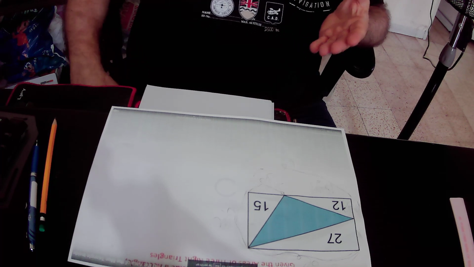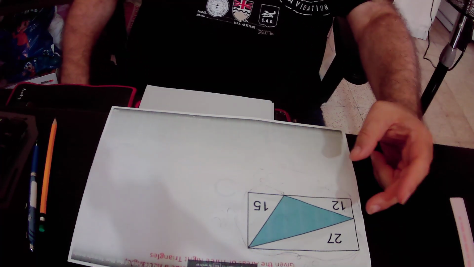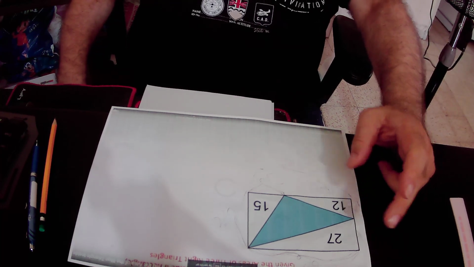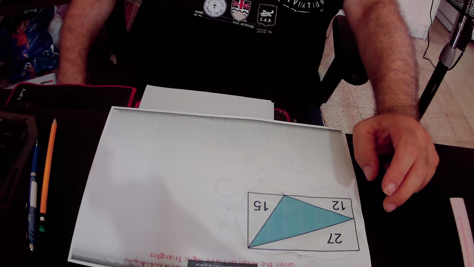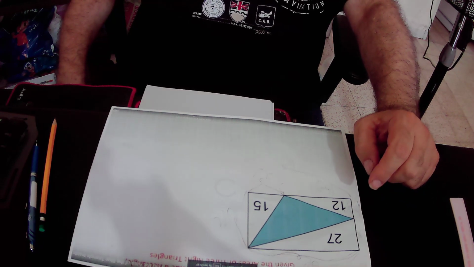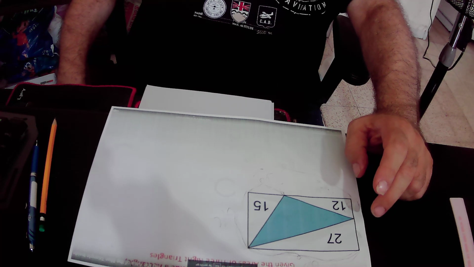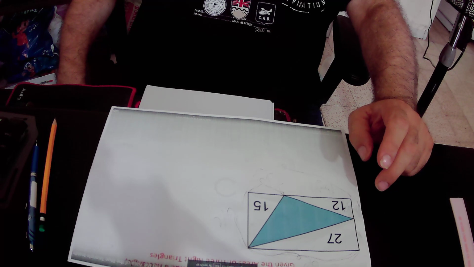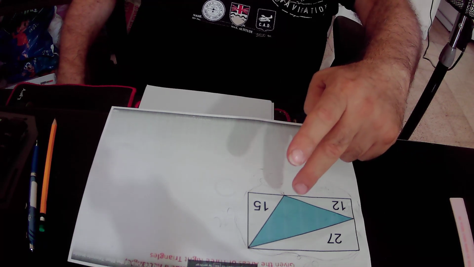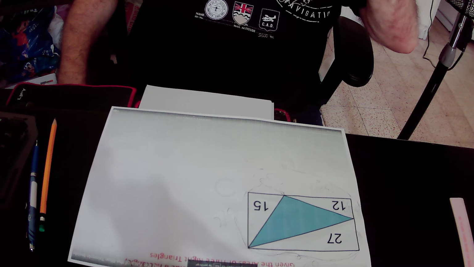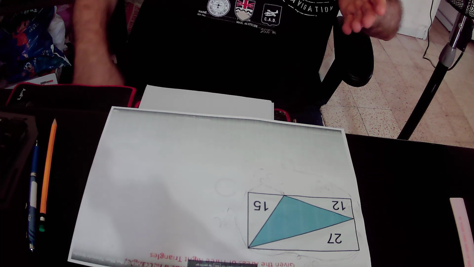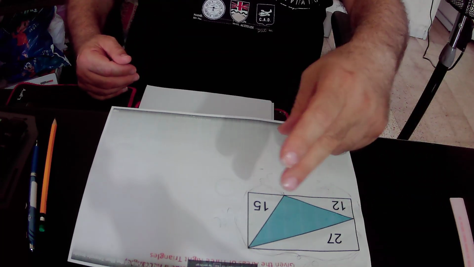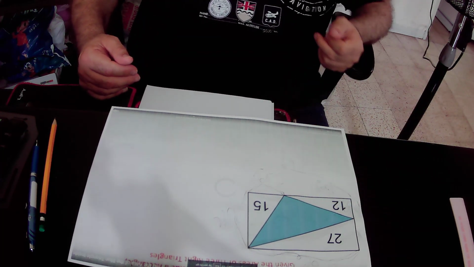Okay, we'll repeat again. The area of the rectangle minus the sum of the areas of the three right triangles will be equal to the area of the blue triangle. Okay, so the only thing that is missing is the area of the rectangle.